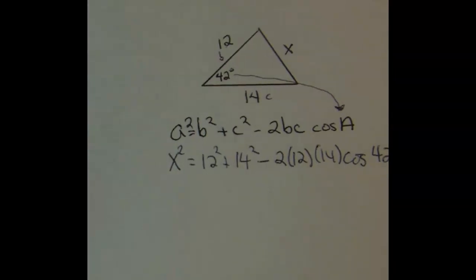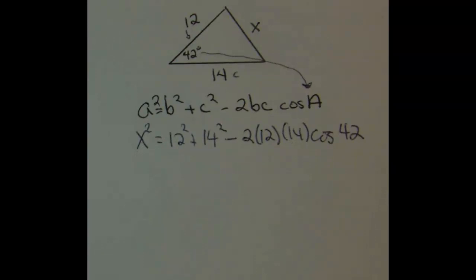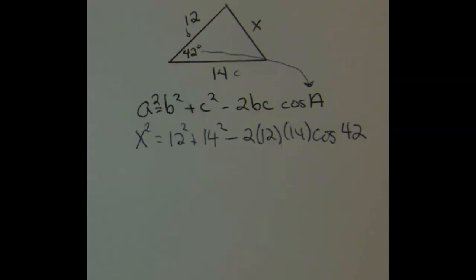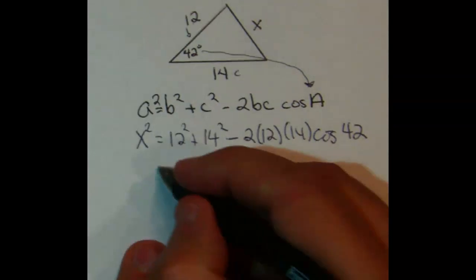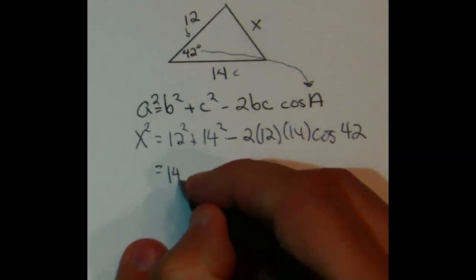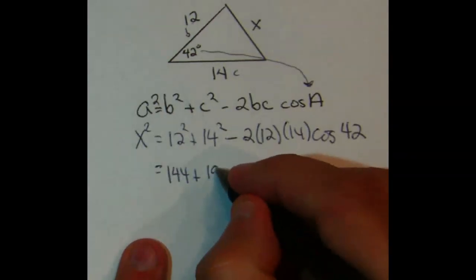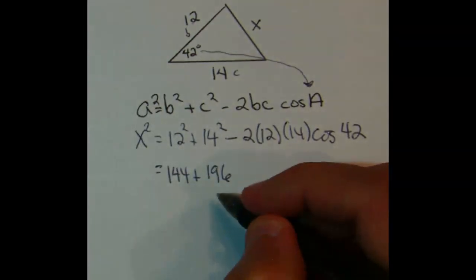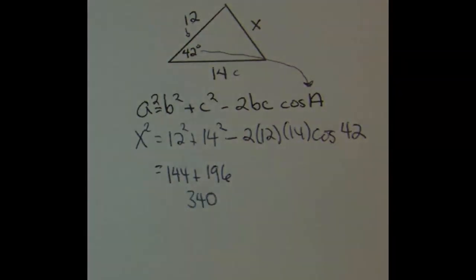Now the rest of it is making sure you put it into the calculator correctly. So I'm going to show you my advice, and hopefully you can do exactly like I do and you'll get the right answer. Alright, so let's go ahead and simplify 12 squared and 14 squared. I get 144, and 14 squared is 196. Go ahead and add those two together and you'll get 340.